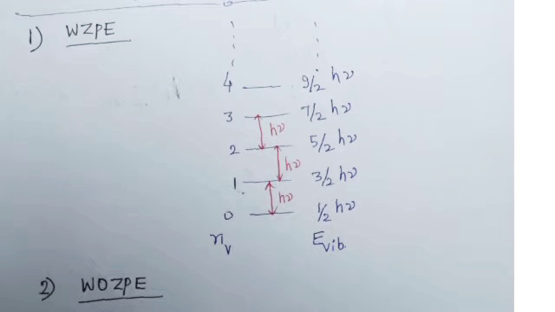Okay, so you can get one thing here. You can see the energy difference between two energy levels. When you subtract the energies of two consecutive energy levels, you will get h nu. You can do it for any two consecutive energy levels, you will get h nu. That means the difference between two energy levels will be of the order h nu.